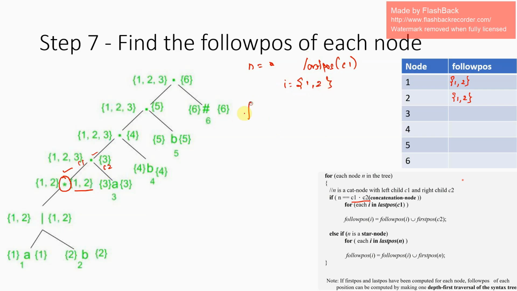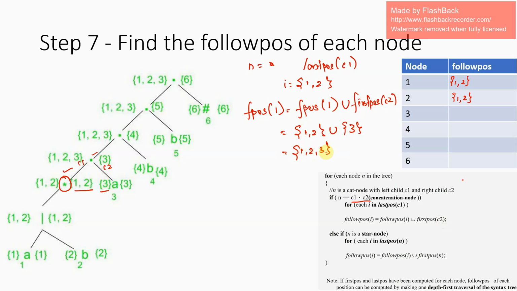So we need to find out what is the follow position of 1. You know the rule already. Follow position of 1 union first position of C2. Follow position of 1 is already in the table, which is 1, 2, union first position of C2. This is C2, its first position is 3. So now it becomes 1, 2, 3.